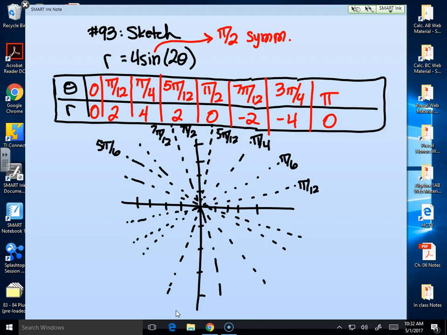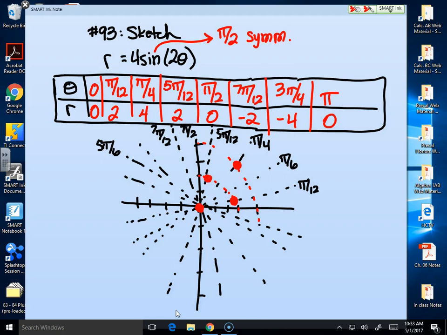This one's a little bit harder in that I chose funny angle values, but do you know your unit circle well enough to pick some easy ones? Do you know how to set it up as far as getting nice angles, if you're going to have to do pi over 12 in this? And then do you know how to graph a shape? At 0, it's 0. At pi over 12, it's 2, so you go out 2 and get a point. For pi over 4, you go out 4 and get a point. 5 pi over 12 is 2 again.